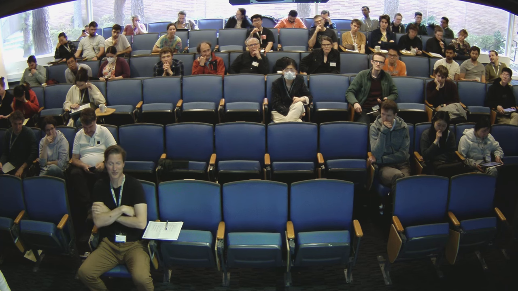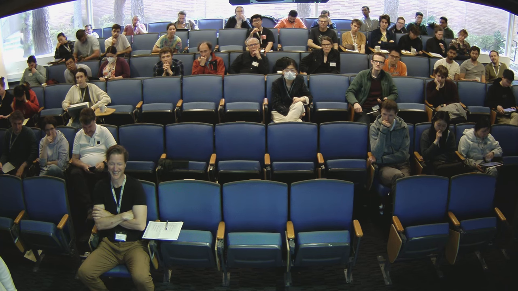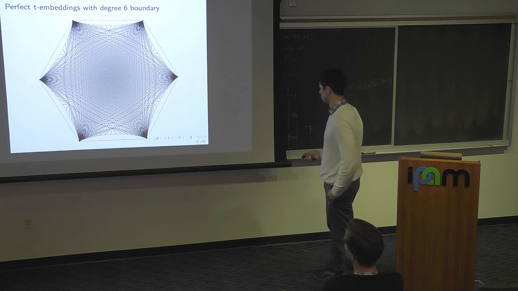Where's the frozen region in this picture? The frozen regions are being collapsed. There are six frozen regions in the regular hexagon. Maybe I should draw a picture.